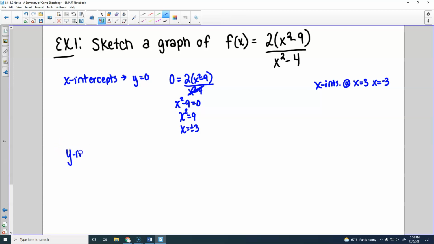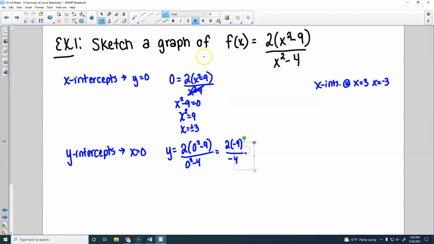If I want to know the y-intercept, what do I do? Not y, x equal to 0. So it would be y equals 2 times 0 squared minus 9, over 0 squared minus 4. So I'd get 2 times negative 9 over negative 4. So negative 18 over negative 4, which is positive 9/2, or 4.5. So that's the y-intercept.